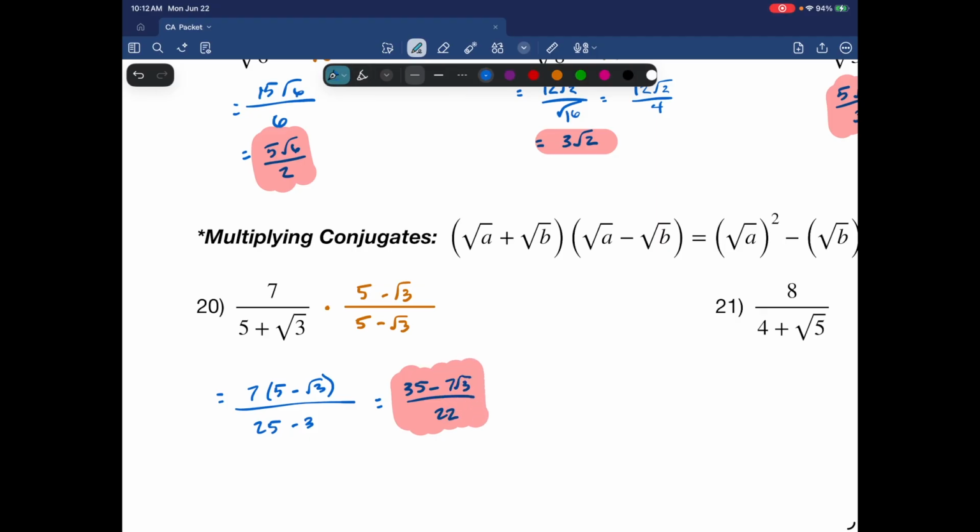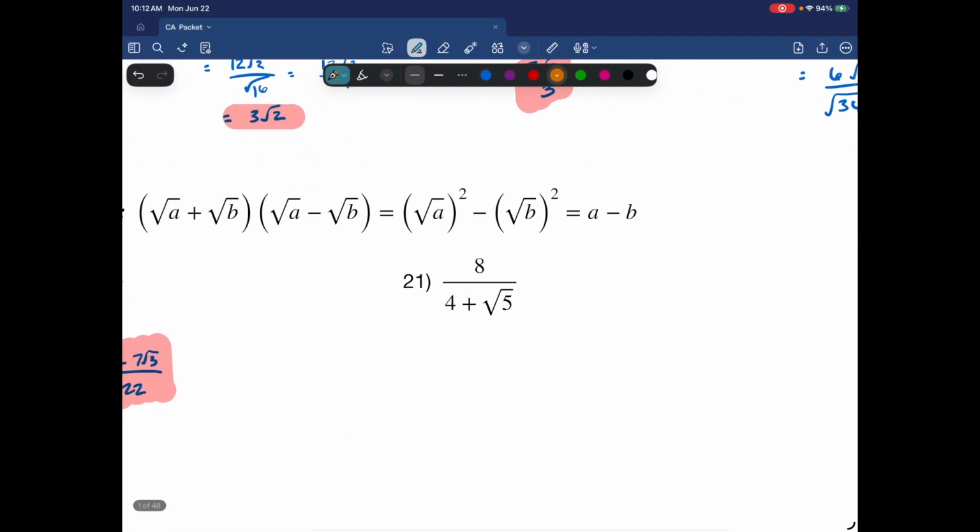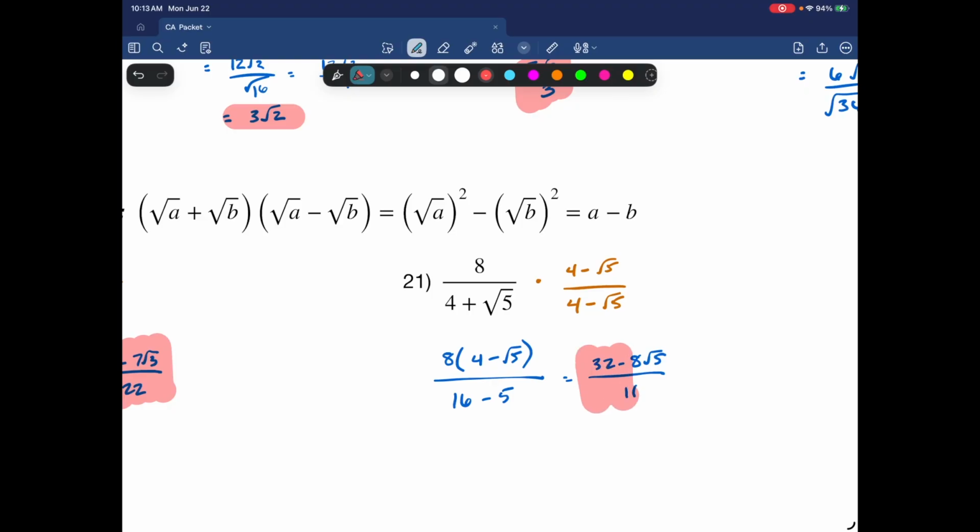All right, so there you go. That's how you do that. And then 21, same thing, but this time I'm going to multiply by 4 minus square root of 5. Okay, so that's going to give me 8 times 4 minus square root of 5 on the top. And then it's going to give me 4 times 4 is 16 minus 5. All right, so it's going to get 4 times 8 is 32 minus 8 square root of 5 over 11. There you go.